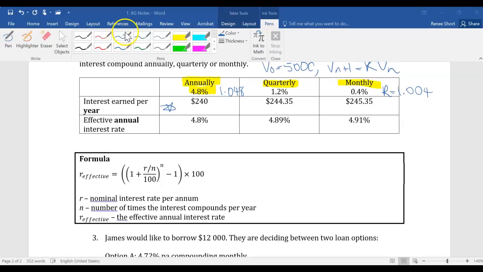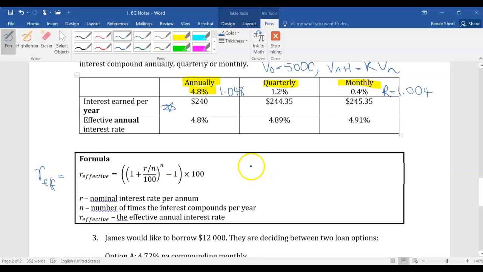And if you like, instead of writing the whole word effective, you can just write R and then EFF, that's fine. And it comes from doing 1 plus r divided by n over 100, all to the power of n, minus 1 times 100, where little r is still our nominal or annual interest rate per annum. We've seen that before. And n is the number of times it's going to compound in 1 year.